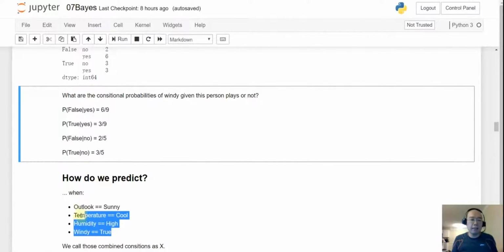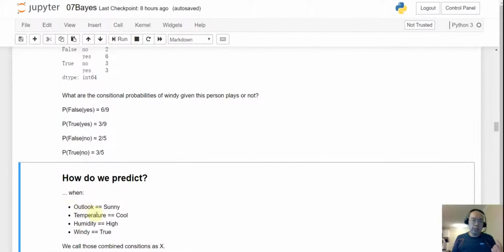And the next part, we want to make a prediction given a new sample: sunny, cool, the humidity is high, and the windy is true. So for all those features combined together, we want to predict whether this person is likely to go play golf or not. So how do we do that?